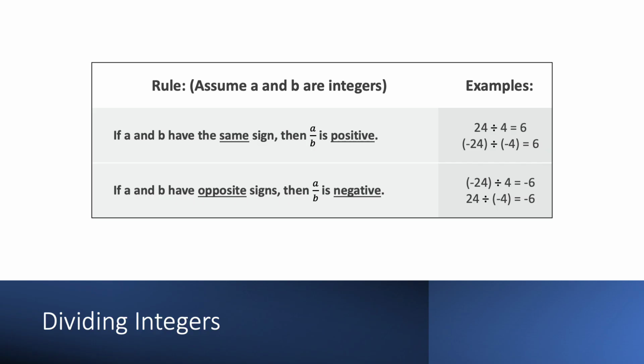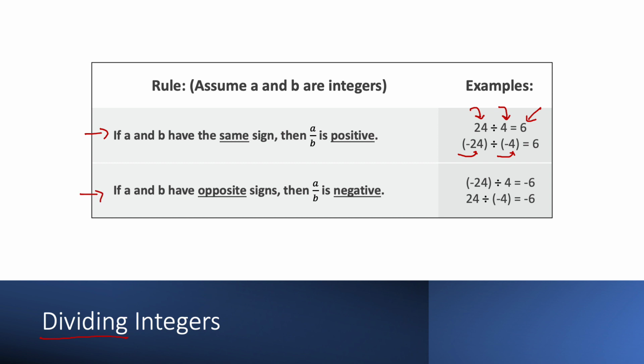Now we're going to look at the rules for dividing integers. If A and B have the same sign, then A divided by B is positive. So a positive divided by a positive is a positive. And then a negative divided by a negative is a positive. So if they have the same sign, my answer is positive. If we look at the example, I have a positive 24 divided by a positive 4, and my answer is a positive 6. Similarly, if I have a negative 24 divided by a negative 4, my answer is still a positive 6.